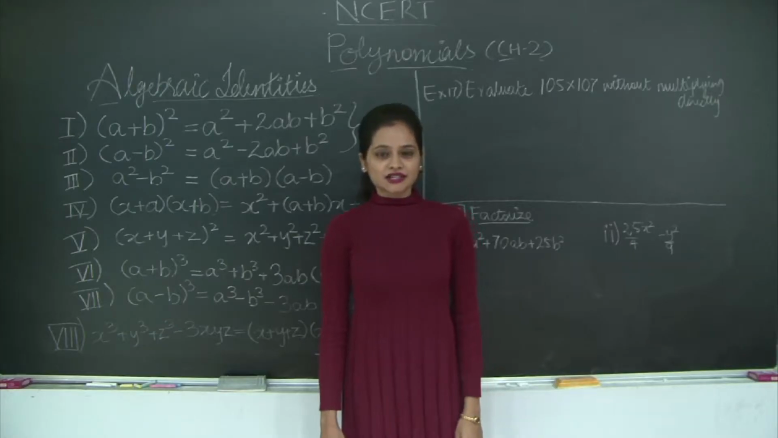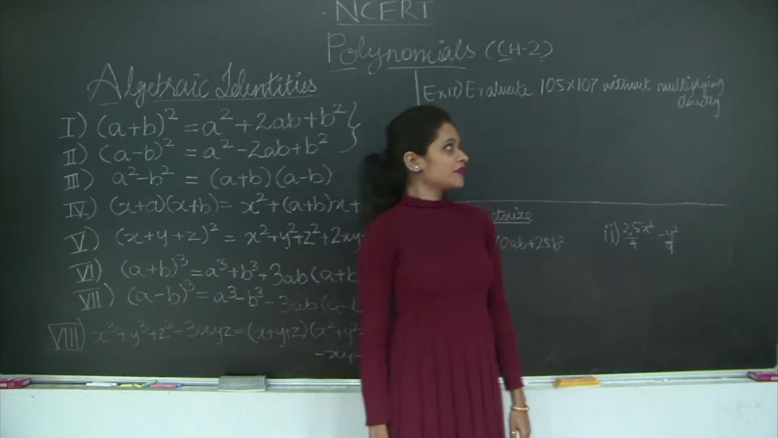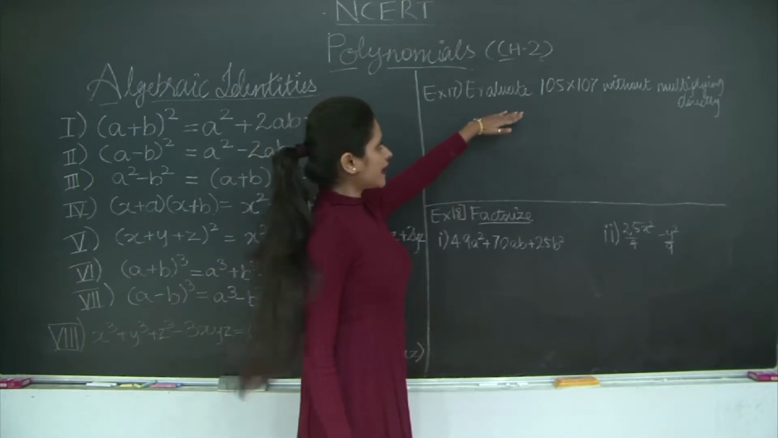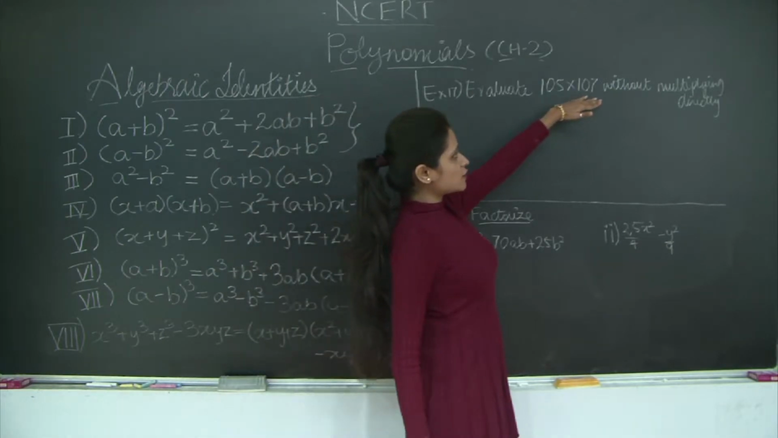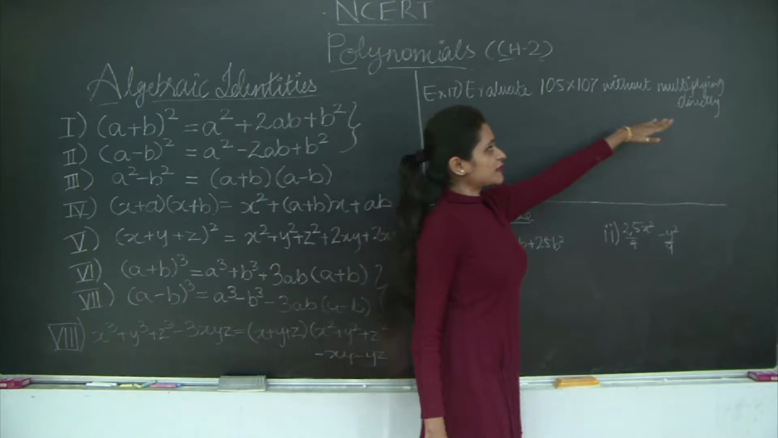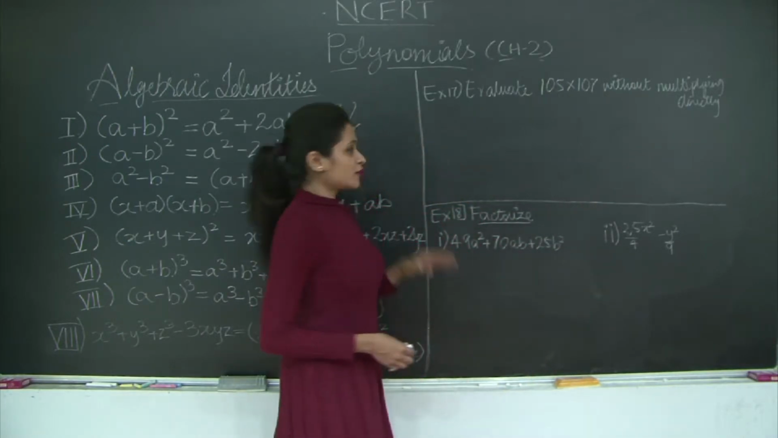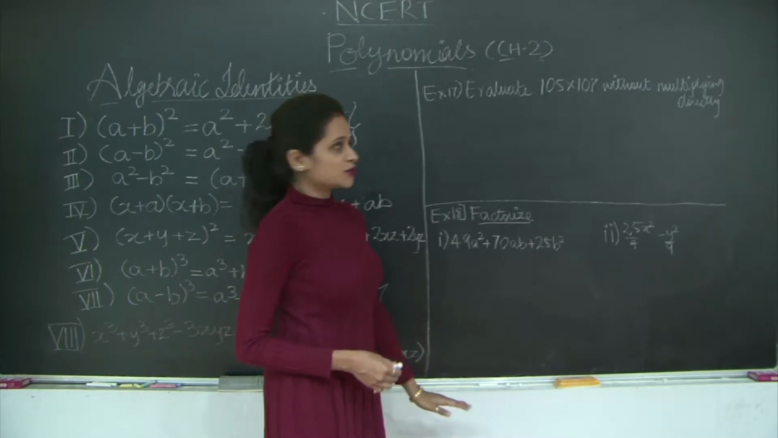Hello students, let's continue with polynomials, solving certain examples on algebraic identities. So let's take a look at example 17. It is asking us to evaluate 105 into 107, however, without multiplying directly. So how are we going to do this? Obviously, we are going to take a look at algebraic identities and do it, right?